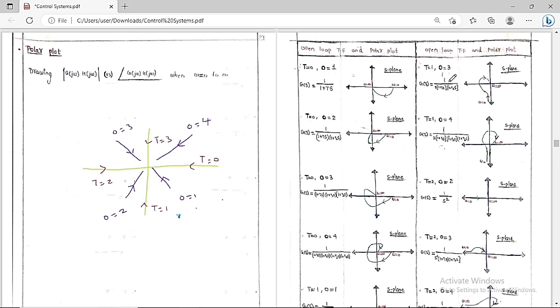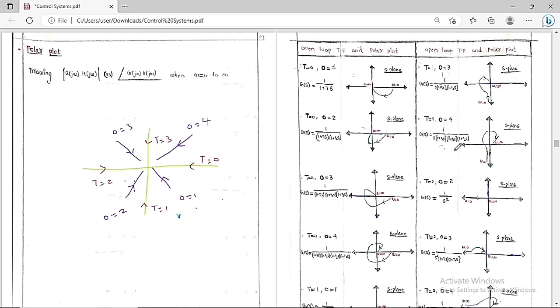And the order of the system is the highest power in the characteristic equation. The characteristic equation is 1 + G(s)H(s) = 0. So the highest power is 3, therefore the order of the system is equal to 3. Now if we want to plot the polar plot for this open loop transfer function, see the picture. Type is equal to 1 means here and order is equal to 3 means here. So starting point is always the type and ending point is always the order. Therefore, it will start from here and end here.